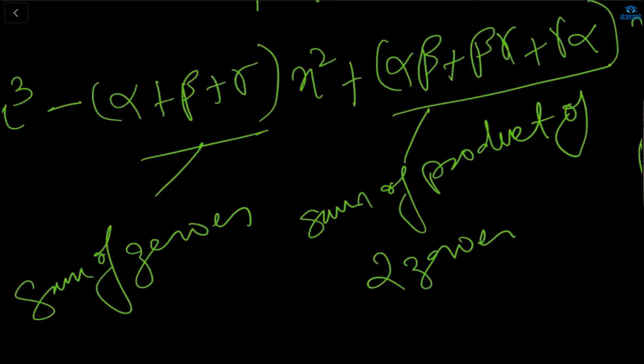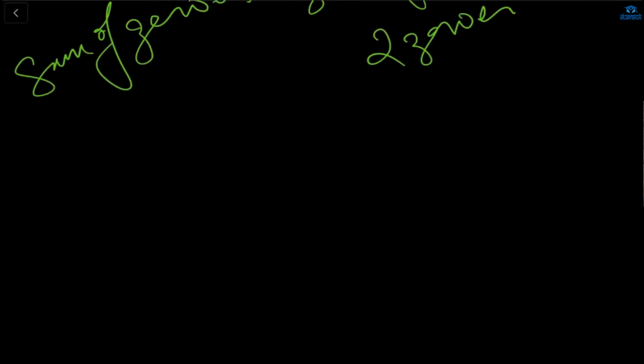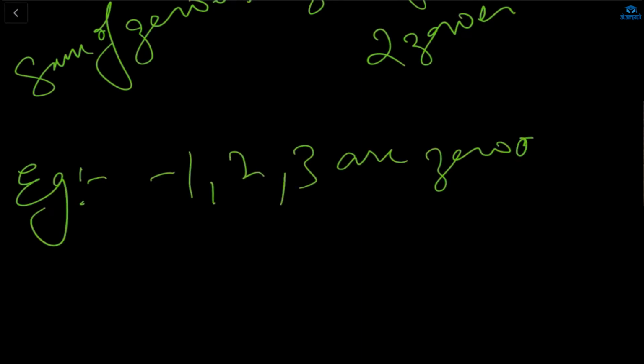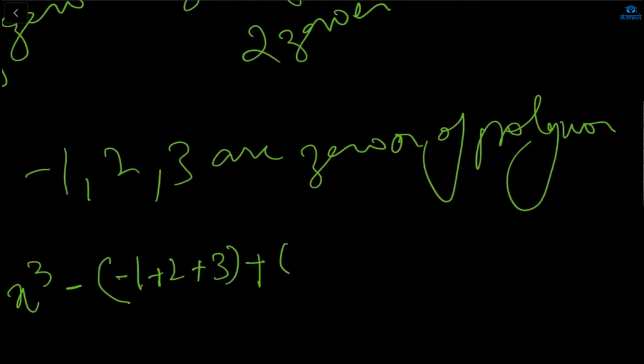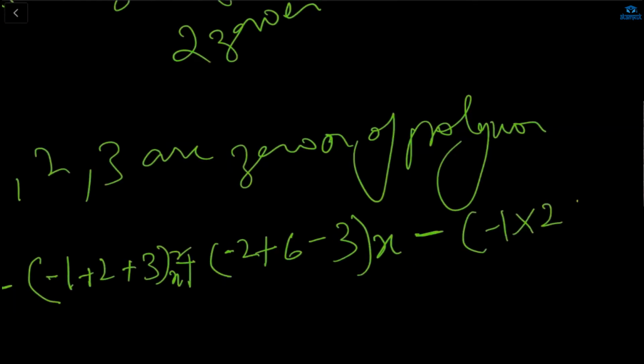For example, it is given to you that minus 1, 2, and 3 are zeros of a polynomial, then what will be the polynomial? It will be x cubed, and you put a minus sign here. Now you write the addition of all the 3, that is minus 1 plus 2 plus 3. Here it will be plus the sum of the product of 2 zeros, like minus 1 into 2, that is minus 2, plus 6 minus 3, x. Again, minus all the product, that is minus 1 multiplied by 2 multiplied by 3.